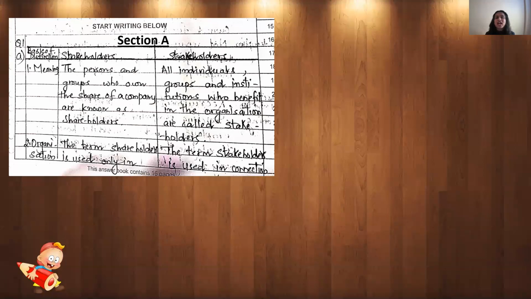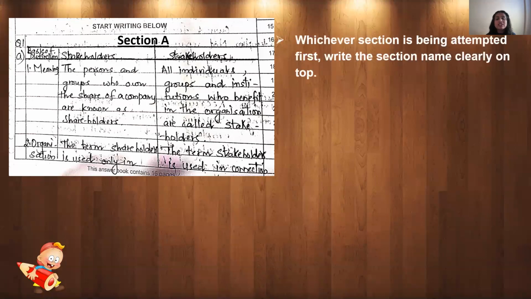First of all, when you start attempting your paper, write the name of the section that you're attempting first. If you're attempting section A first, write section A on top. If you're opting for section B, then write section B on top, like it is shown on your respective screens. Now, solving question 1A. The question is: distinguish between stakeholders and shareholders.